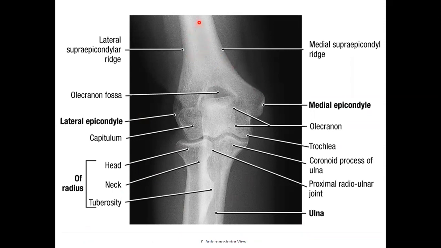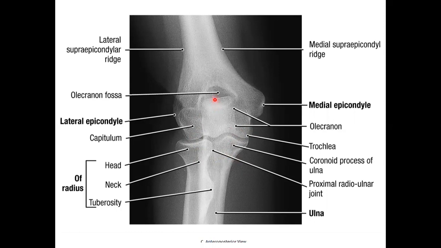So here, we have our humerus coming down, and then you have the medial epicondyle versus the lateral epicondyle. You're able to distinguish between the two because remember, your ulna is more medial and your radius is more lateral. You have the head of your radius, then the neck and then the tuberosity. You have the trochlea of your humerus versus the trochlear notch of the ulna that it's articulating with. Here's the capitulum of the humerus that's in line with the head of the radius.